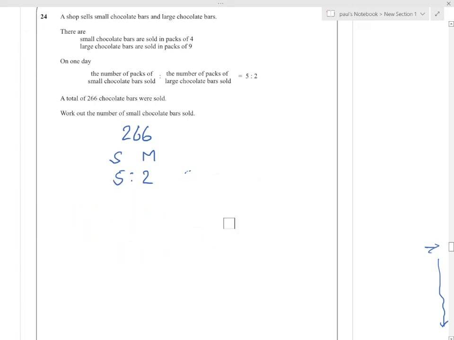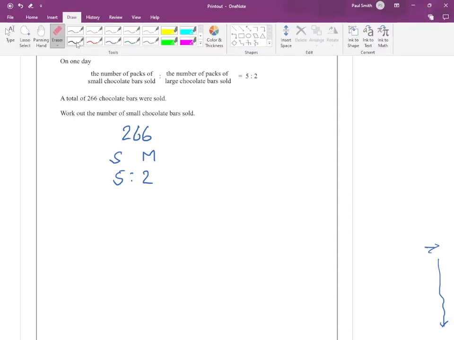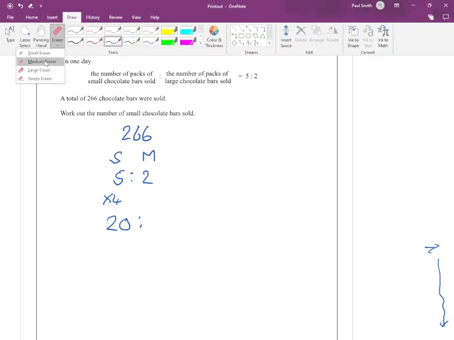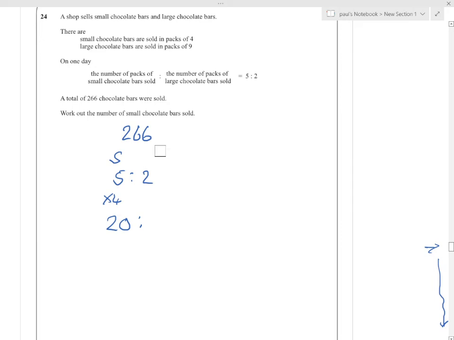Right. So we want to know how many. These are packs. So small chocolate of 4, times that by 4, which will equal 20. So that's 20 bars. And the more, what's the M? Small, that should be large, shouldn't it? Oh, my brain's gone frazzled.